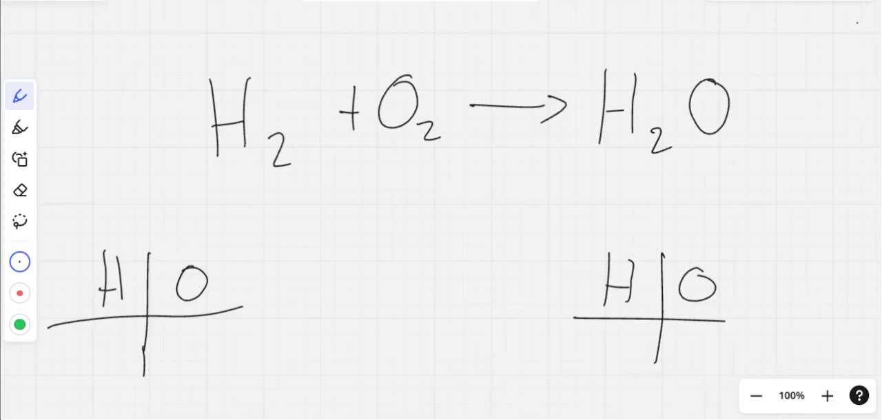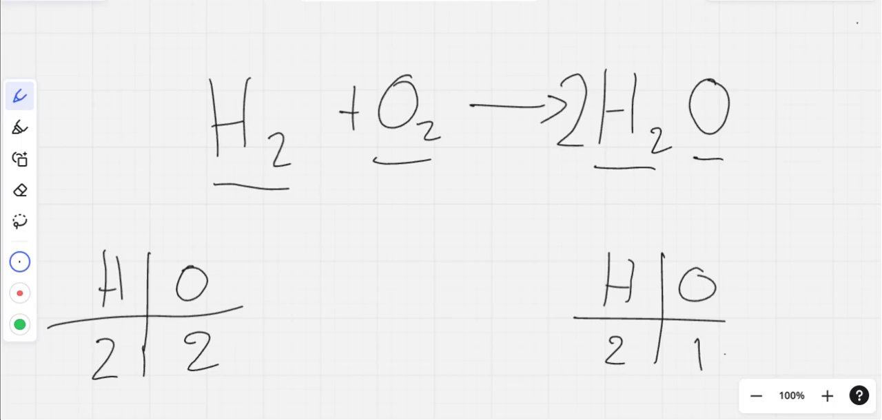So in this example we have 2 hydrogens on this side, so I'd write 2 there. We have 2 oxygens, so I'd write 2 there. We have 2 hydrogens here and just the 1 oxygen here. So right now what we can try to do is equal out the O's, since we only have 1 oxygen but we have 2 on this side. So what we can try to do is multiply this entire thing by 2.